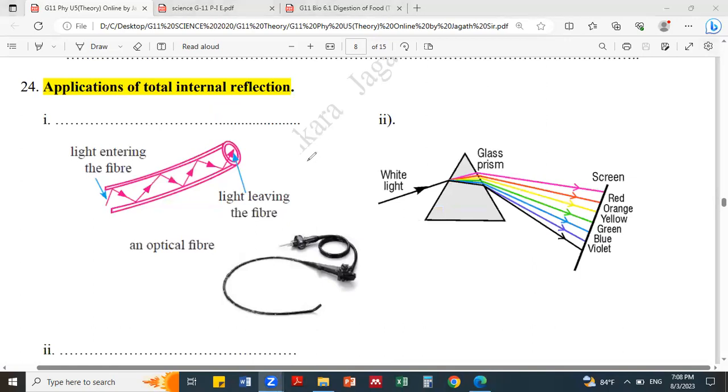One important application is what? Total internal reflection is used in optical fibers. Example: optical fibers. Total internal reflection is used inside optical fibers for communication, internet connection, and some medical devices, like the endoscope. Under the first use, used in optical fibers.